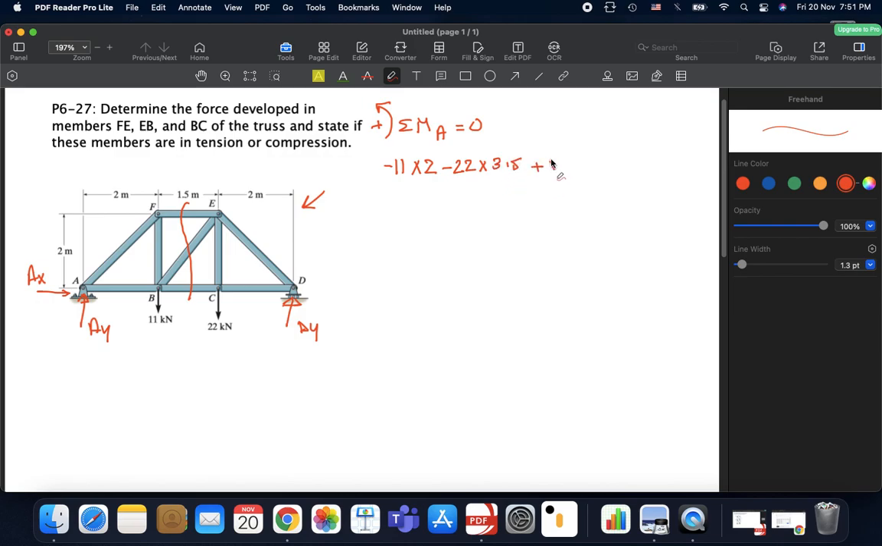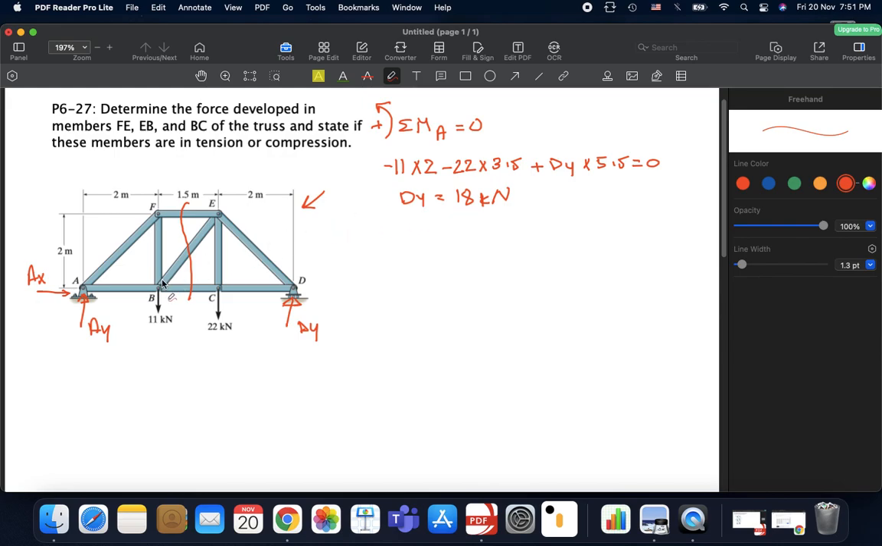Plus a dy is going counterclockwise, so it's positive. Multiplied by 2 plus 2 plus 1.5, this is 5.5. This should be 0. So now dy would definitely give me a positive value. dy here should be 18 kilonewtons, going in the positive direction or counterclockwise.